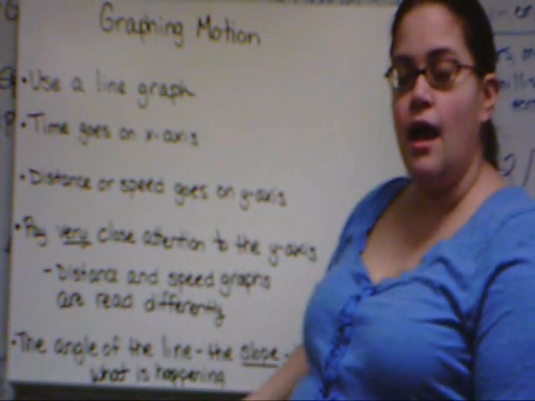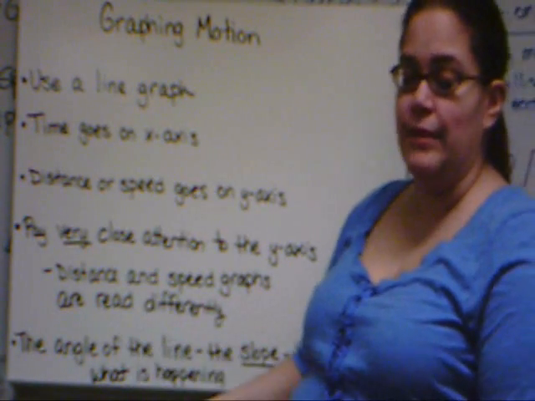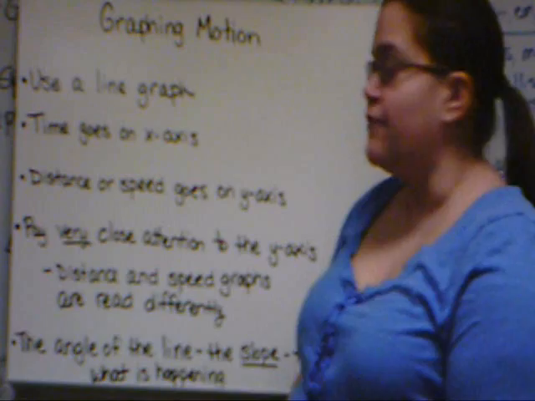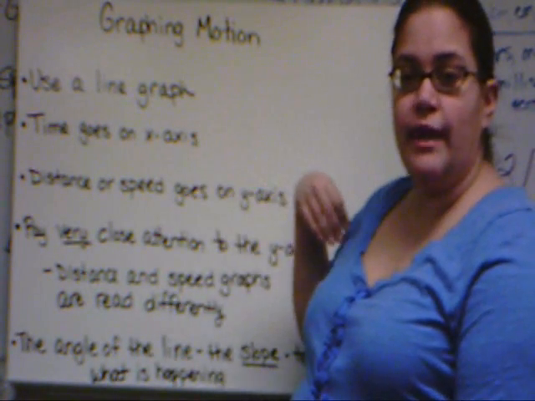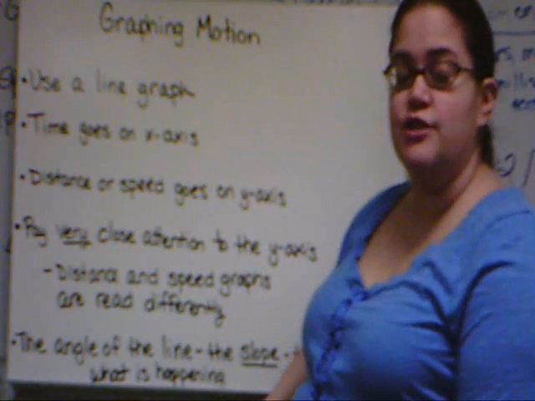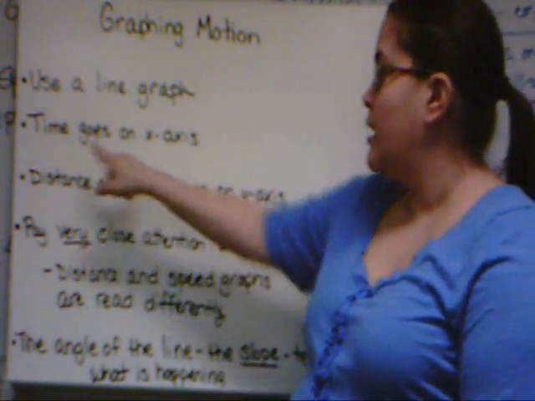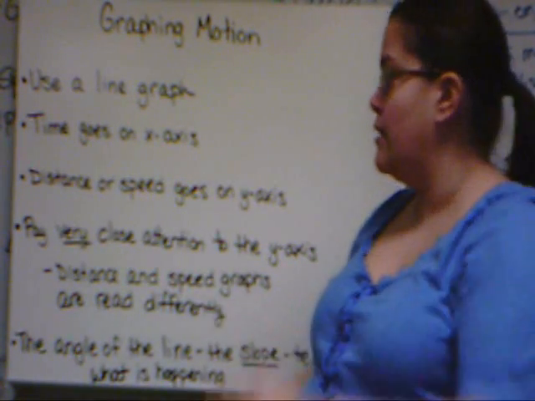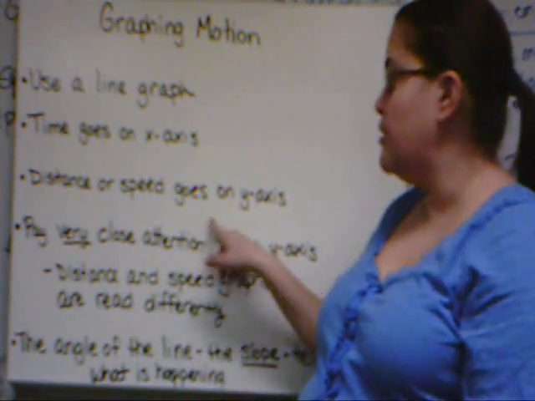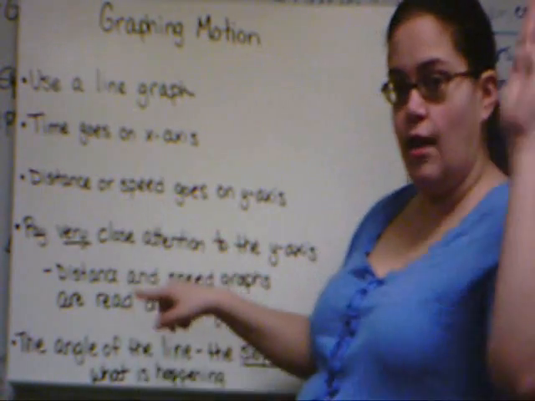You can see how they change and speed up and slow down. So for that, visually, it makes it a little bit easier to understand. First of all, make sure you use a line graph. We're going to be showing how the speed or the distance changes over time, and that is exactly what a line graph is for. Your time is always going to go on your x-axis, the bottom one, and your distance or speed goes on the y-axis. So time on the bottom, distance or speed on the side.